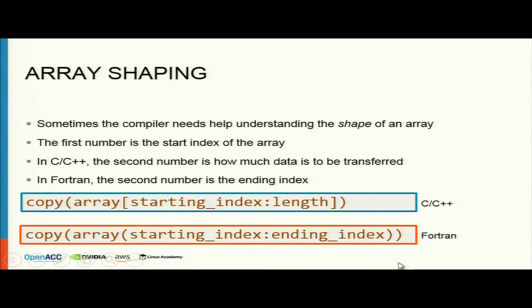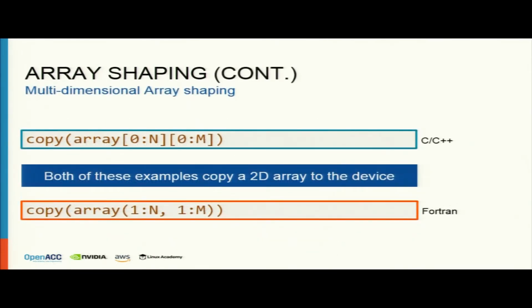I'm not sure if anybody is a Fortran programmer here, but you will put the starting index and the length. If you are copying, suppose, 8 elements, you will say 0 colon 8. Here it will be 1 colon 9 basically, right? And you can also do it for multi-dimensional arrays. That was a single dimensional array.